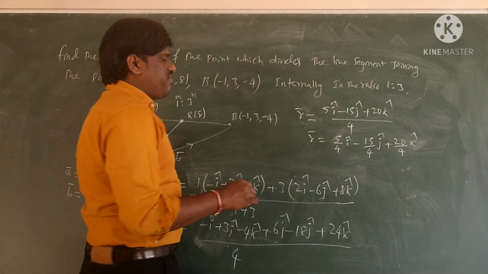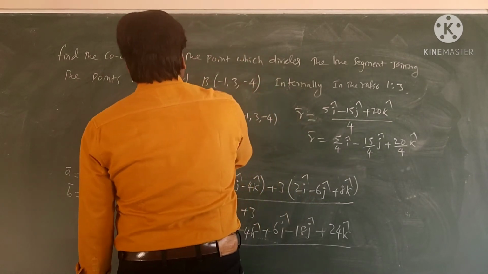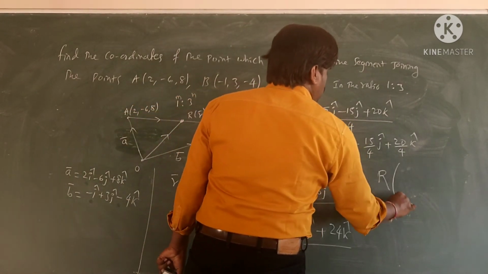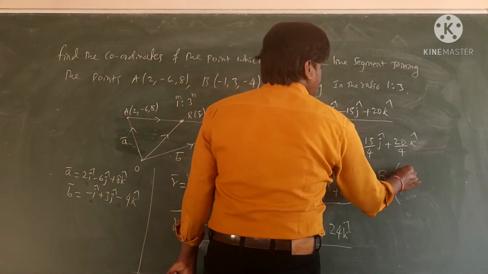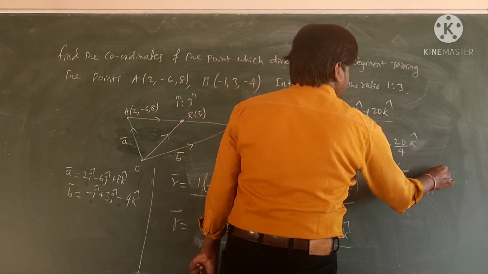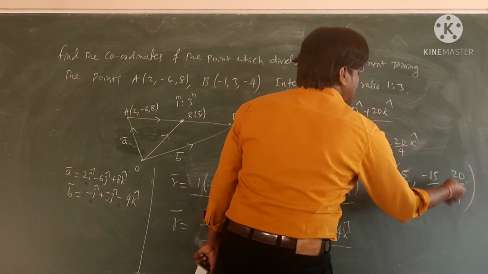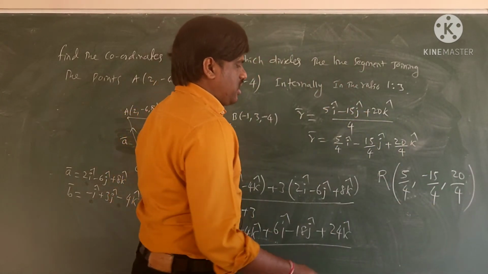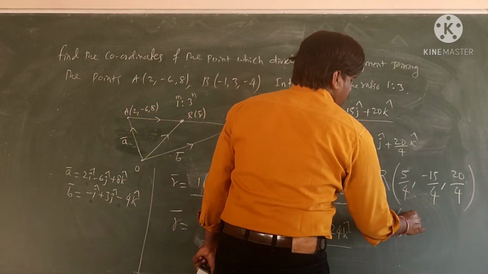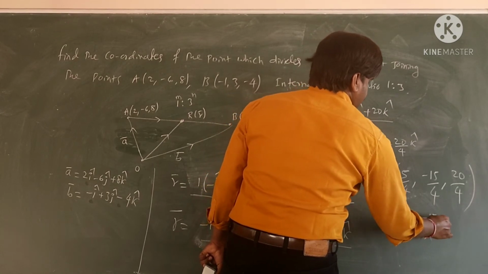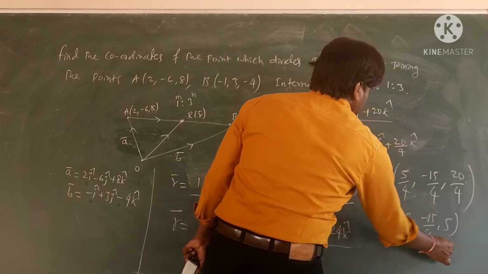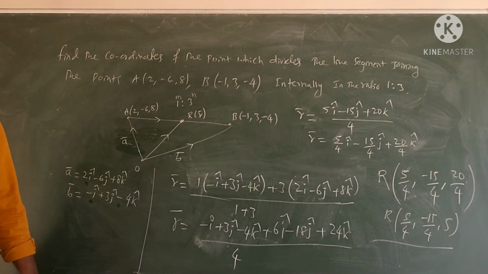So coordinates of R will be what here? The coordinates I will write as 5 by 4 comma minus 15 by 4 comma 20 by 4. This will be cancelled 5 times. Is any other thing cancelled? No. 5 by 4 comma minus 15 by 4 comma 5 is the required coordinates. These are the required coordinates.